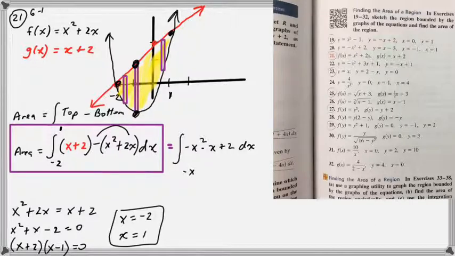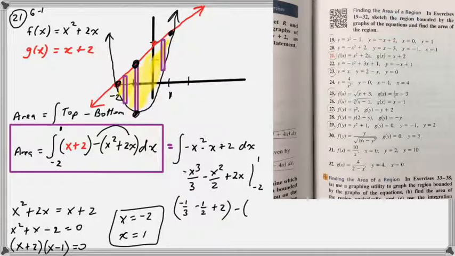So I'm going to integrate, raise this to the one higher, divide by the one higher, raise it to the one higher, divide by the one higher, and 2 becomes 2x. If you put in your 1, you get a -1/3 minus a half. I'm putting in a 1, makes that a 2. So I put a 1 in. Minus, now I'm putting -2 in, makes -8/3. Times a negative makes a positive 8/3. -2 squared is 4 over 2, and 2 times -2 is -4.